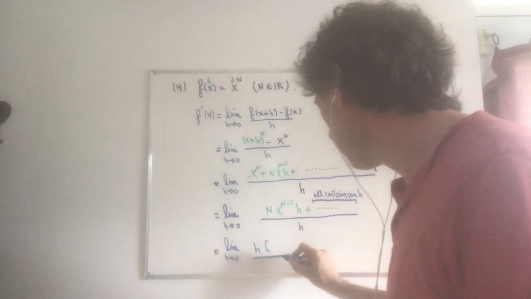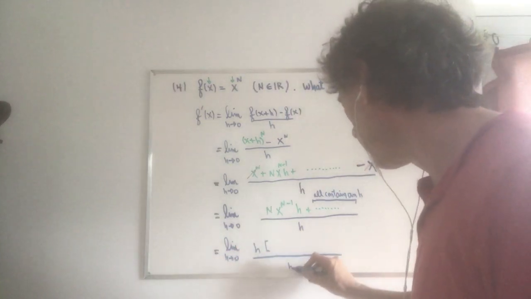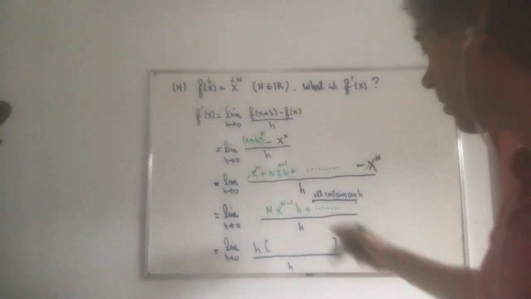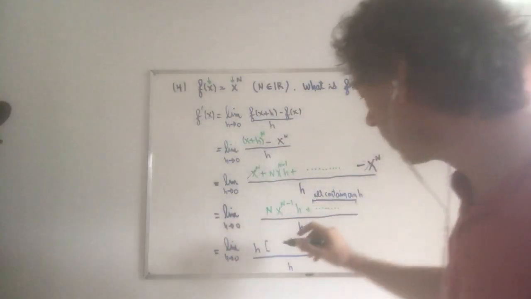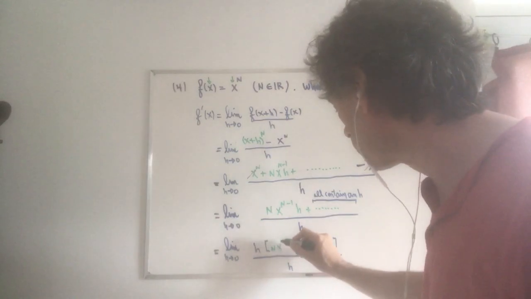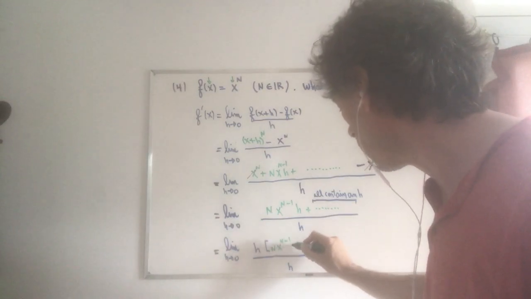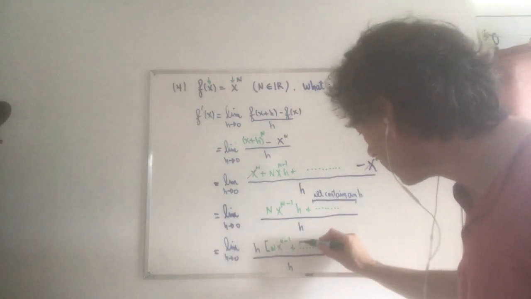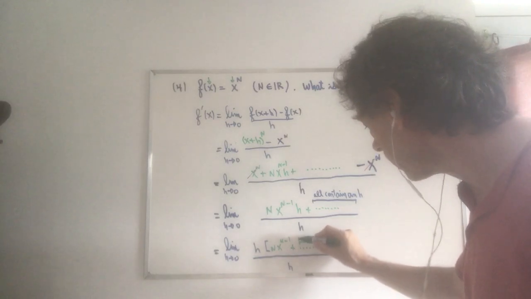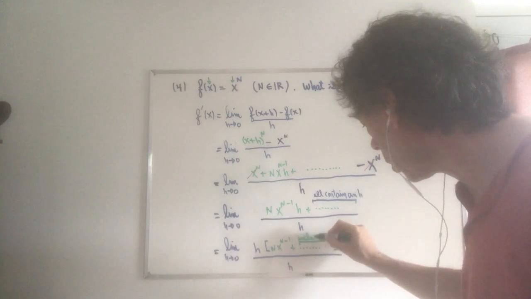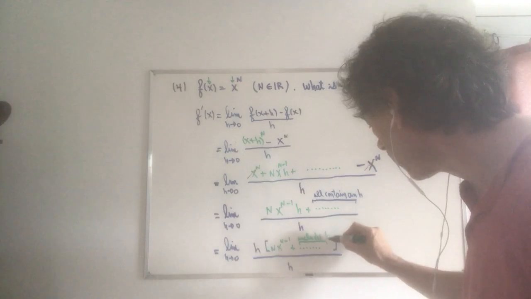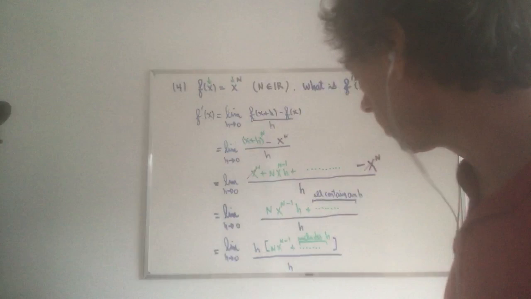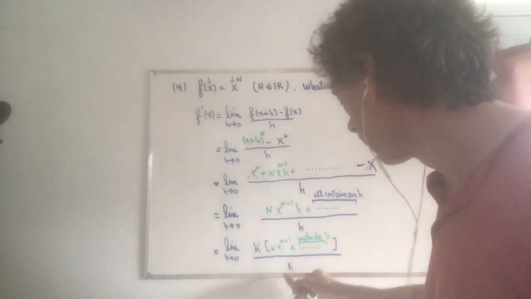We can factor out from the top an h. And what we're going to get, once we do that, is that this h will go out, so I'll have n x to the n minus 1 plus, like I said, a bunch of terms that include an h. Why does it matter that they include an h? Well, first of all, we're going to cancel those, right?